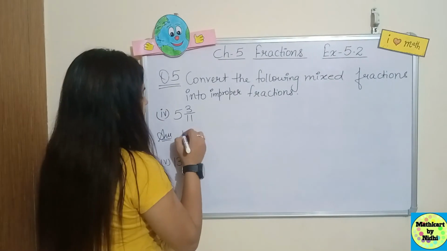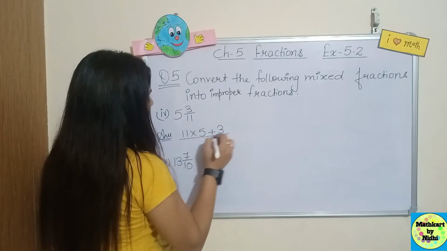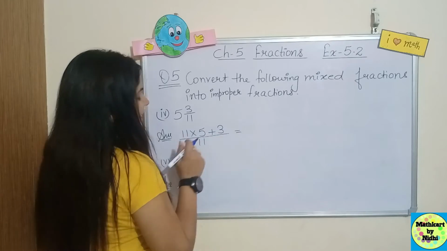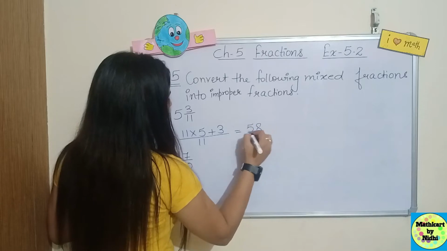Fourth part is 5 3 upon 11. So we'll write down the denominator, the whole number part and the numerator upon the denominator. So 11 5s are 55 and plus 3 is 58. 58 upon 11.